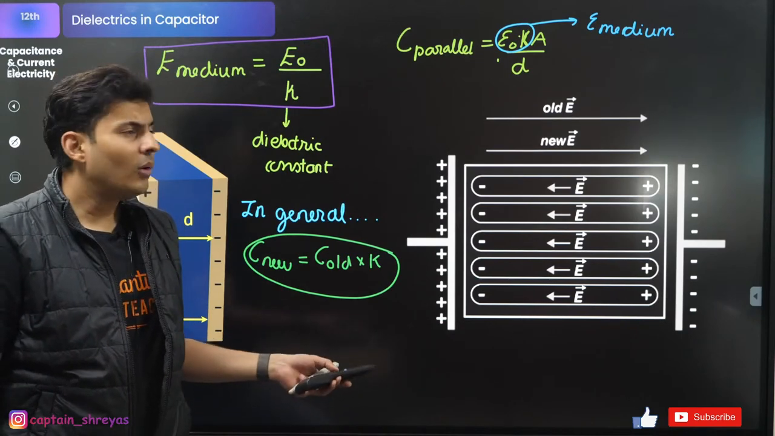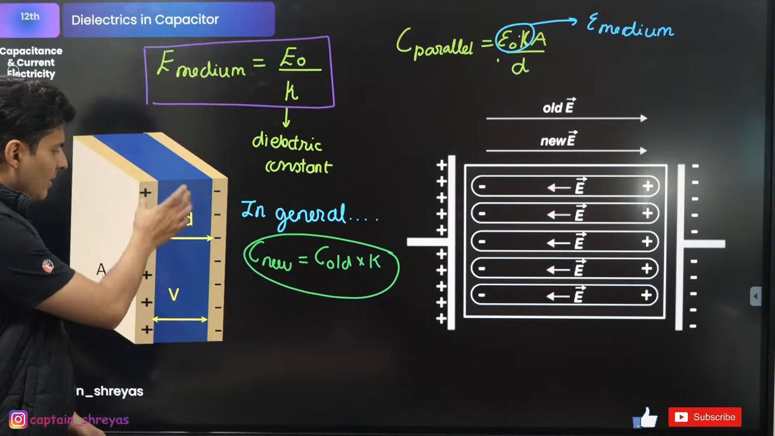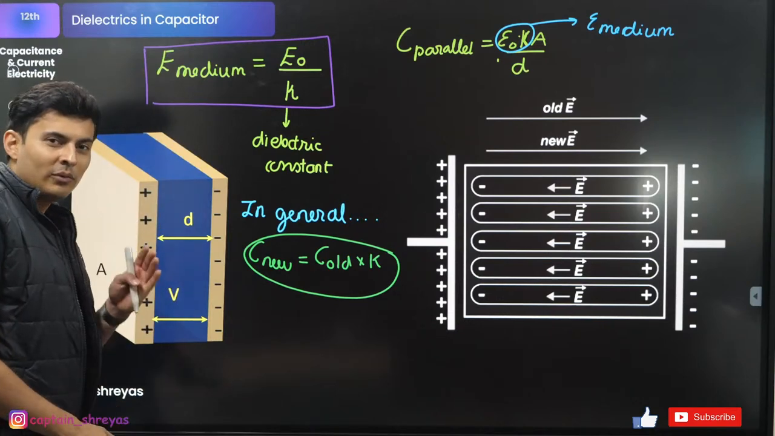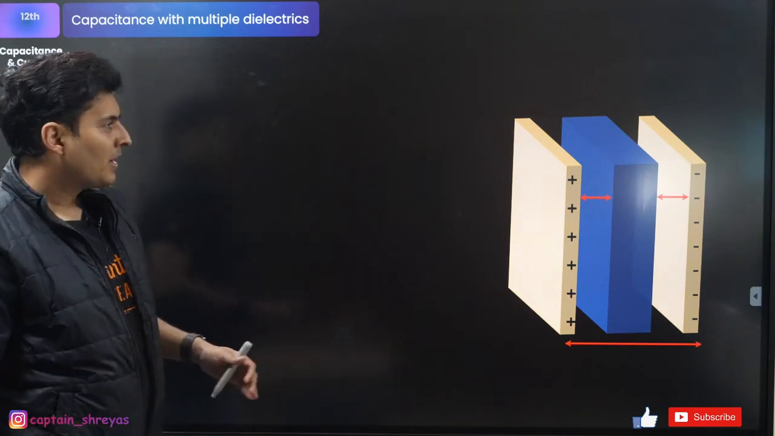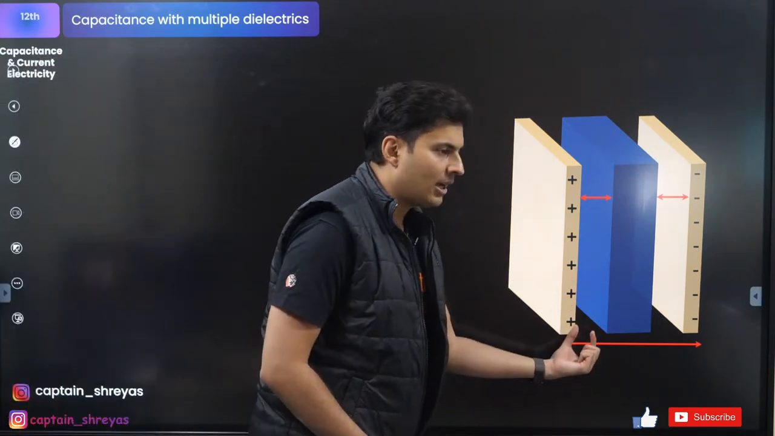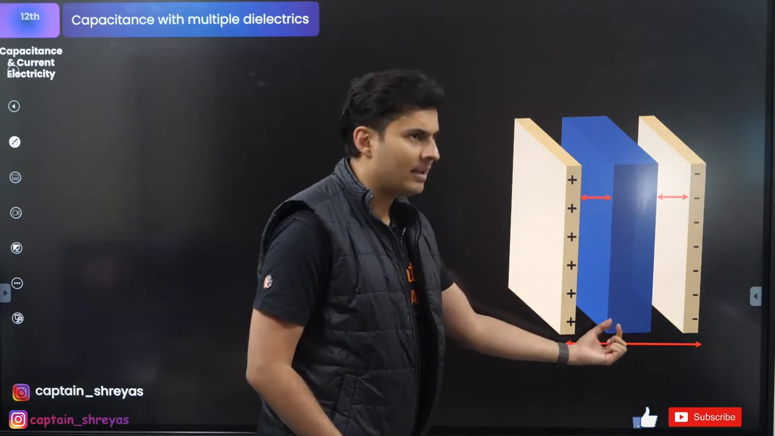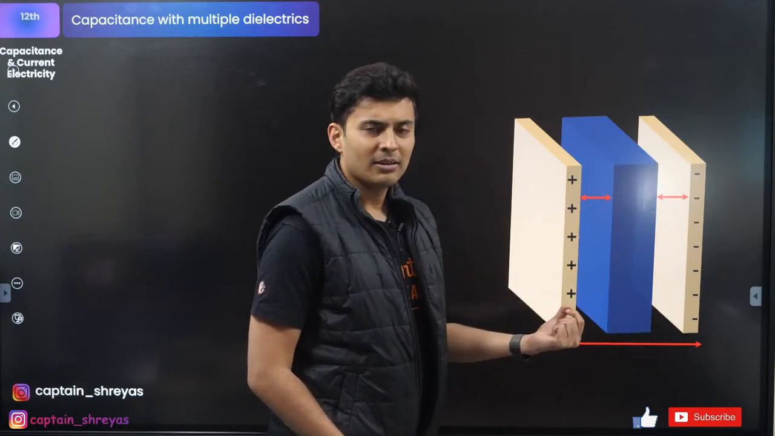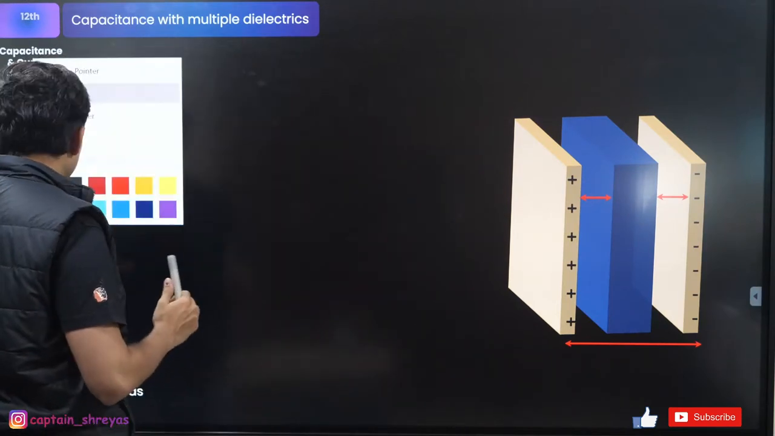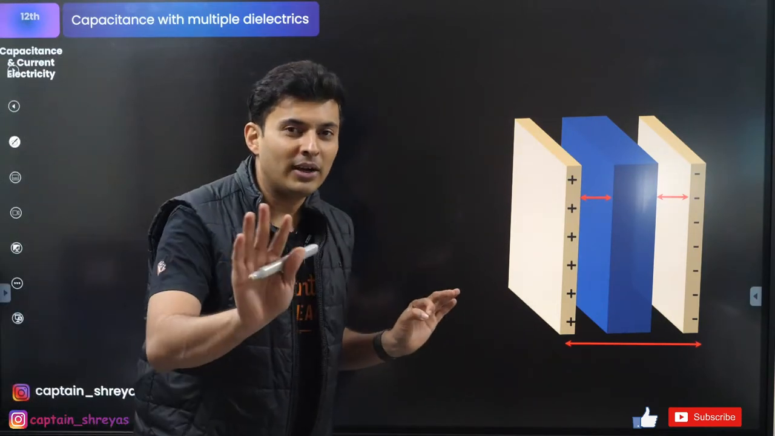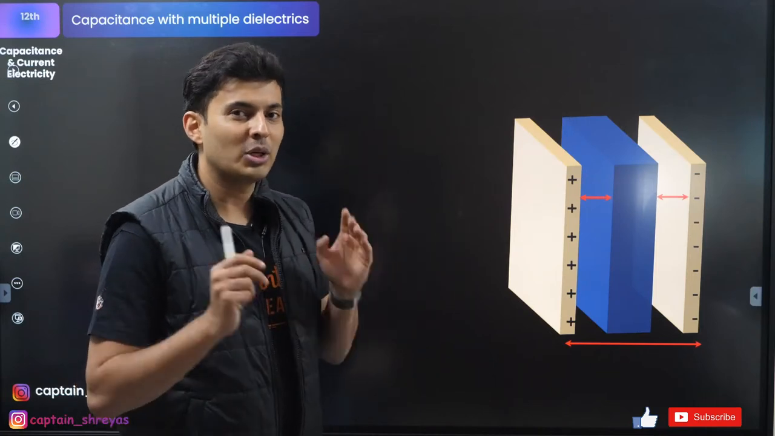Now you might be wondering, sir, this is okay if the material is completely filling. Often you get questions where the material is not completely filling but partially filling. Maybe this part is filled with air, maybe this part is filled with glass, maybe this part is filled with water. So multiple materials are there for each segment. Then what do we do? Simple logic. This formula you will not find in many books. This is my formula, a short trick formula.